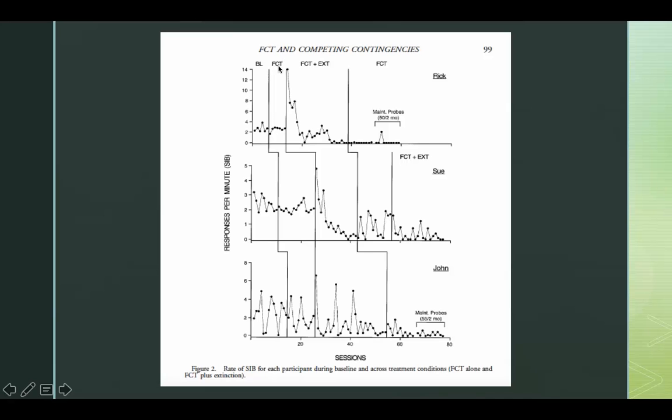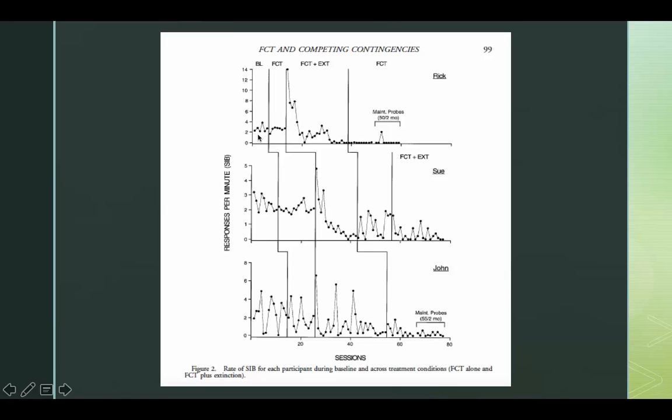All right, so then the first phase is just functional communication training. So what does that mean? Well, that means they taught them an arbitrary response. So for Rick, it was clasping his hands together. For Sue, it was clapping her hands. And for John, I think it was raising his hand. All of those would produce the same reinforcer that they were getting for SIB.